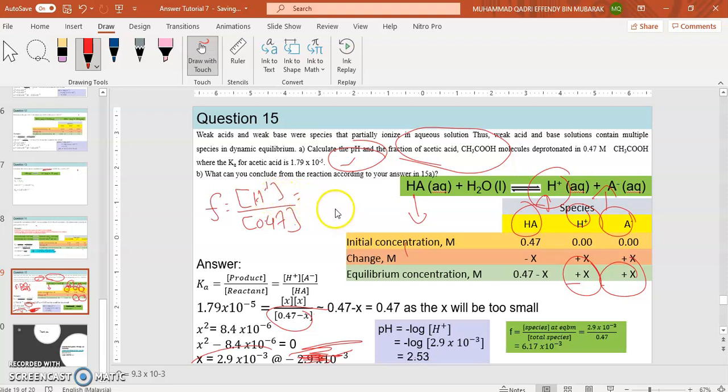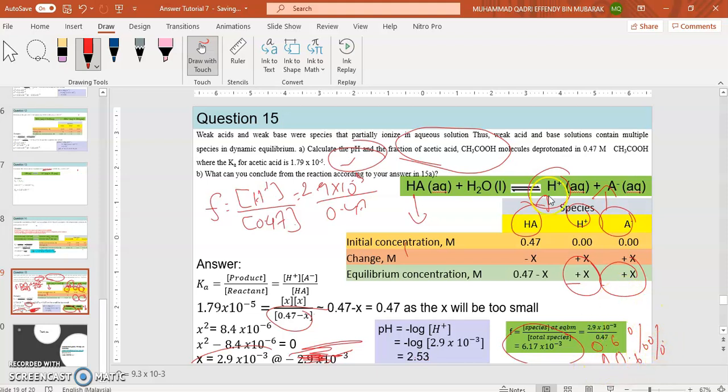And for the H plus alone, it is 2.9 times 10 to the negative 3 divided by 0.47. That's why we get 6.17 times 10 to the negative 3. Here is the fraction of it, and if we convert it into a percentage, it is about 0.6%. So the fraction of H plus is about 0.6%, and the fraction of A minus is 0.6% too.